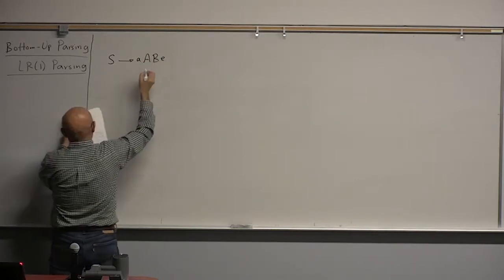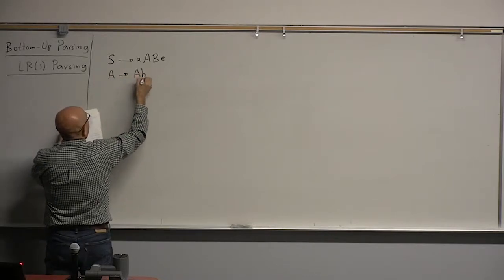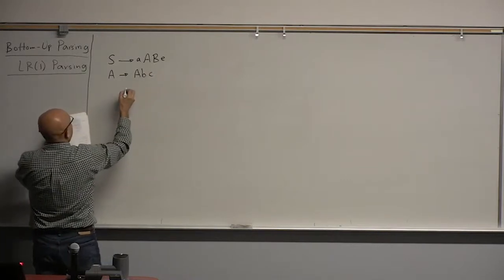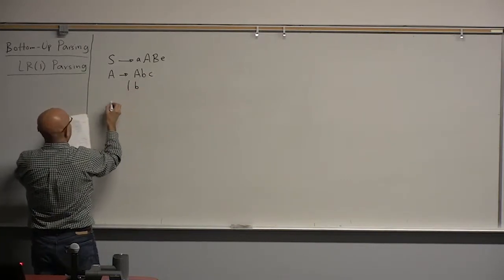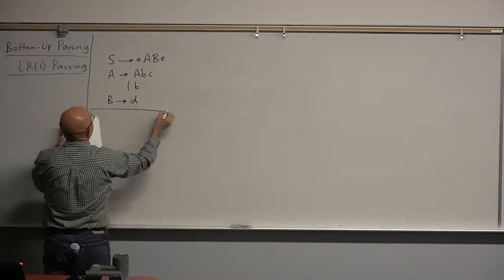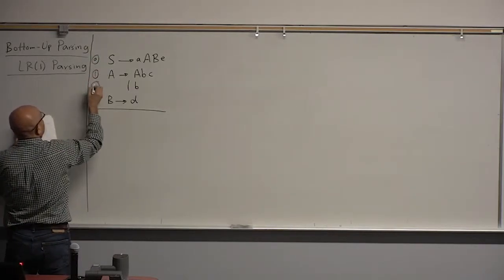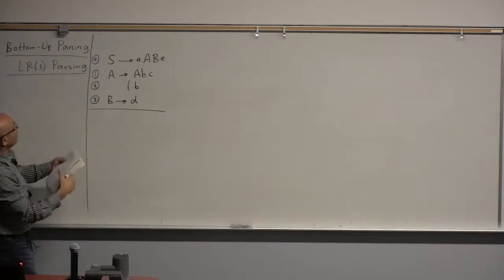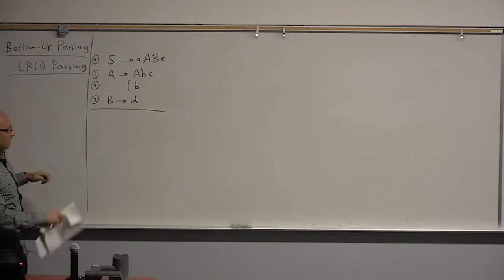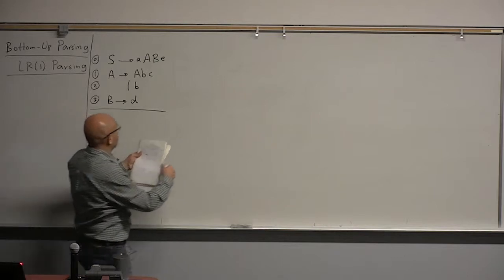A is ABC or B, and B goes to D. So let's number the rules: 0, 1, 2, 3. So here we are numbering our rules. So A has 2 rules, rule number 1 and rule number 2. We are numbering the rules or the productions. And let's parse this string.